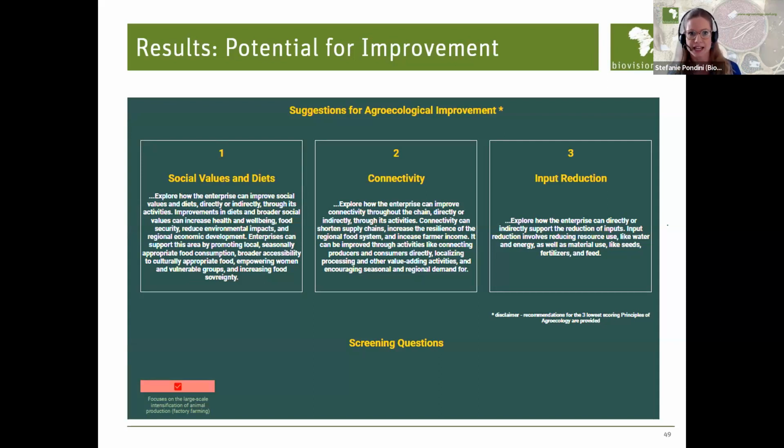And then you will get some suggestions for improvements. So the 3 principles you scored the least will be shown here with some general suggestions on how you could improve, things you could maybe add to make your enterprise even more agroecological. And you have the screening questions, important for maybe donors or investors, also for an enterprise. Maybe they're not aware that they're doing something that really crosses some red lines. So you see on the bottom left, this focuses on large-scale intensification of animal production, for example. Next.